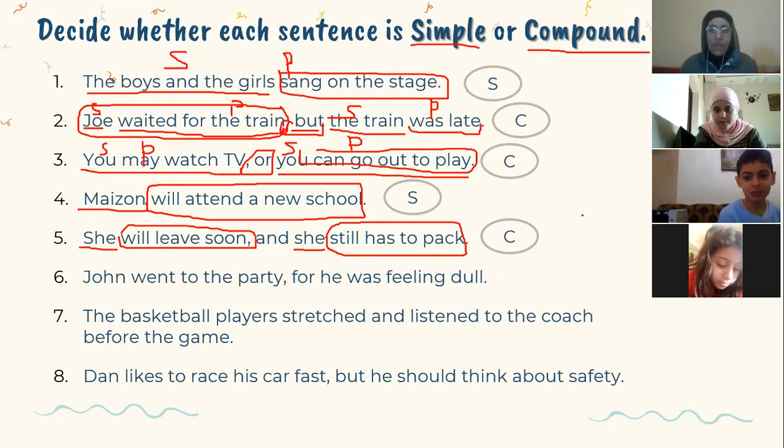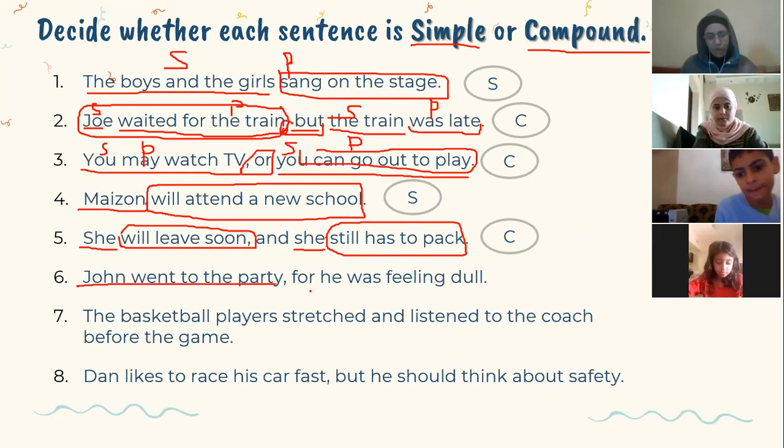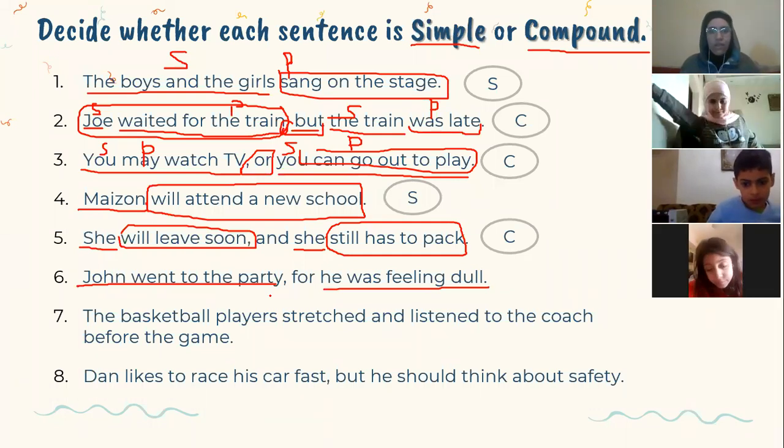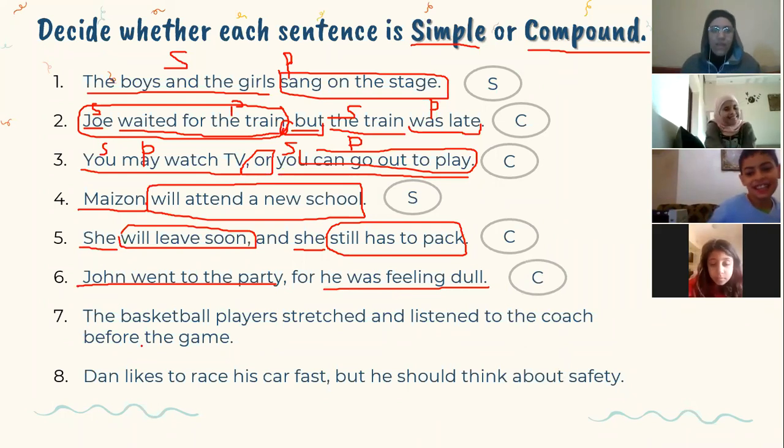Excellent. John, I will go over the rest. John went to the party for he was feeling dull. John went to the party is the first independent clause, or the first simple sentence. He was feeling dull is the second independent clause. Connected together, they make a compound sentence.